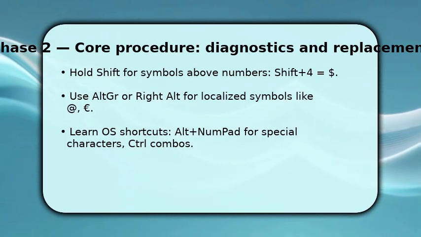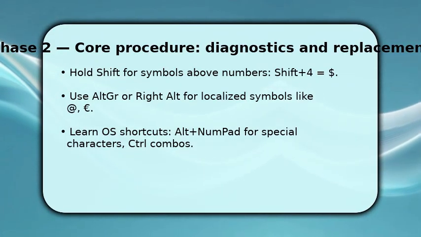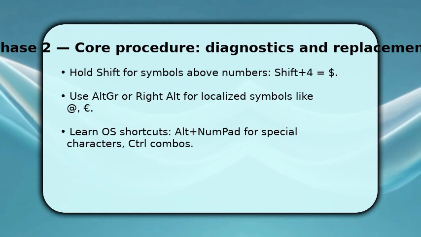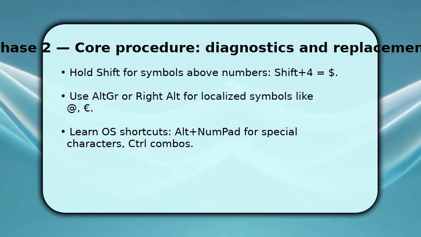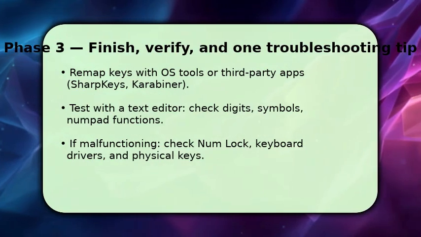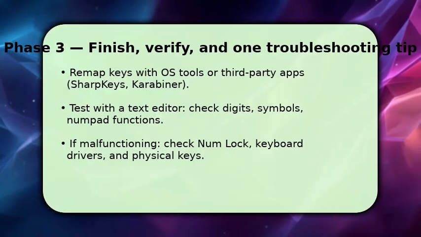Press and hold Alt, type the code, release. Make sure to learn common control combos that interact with numbers in apps, because mastering modifiers speeds up typing and reduces errors. Finally, customize your keyboard for efficiency and verify everything works.